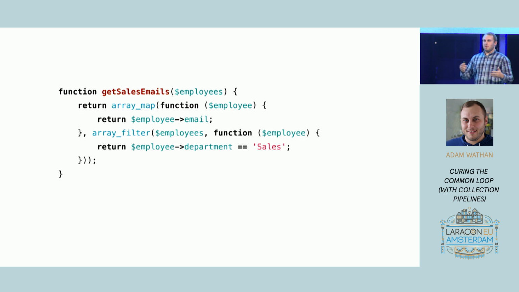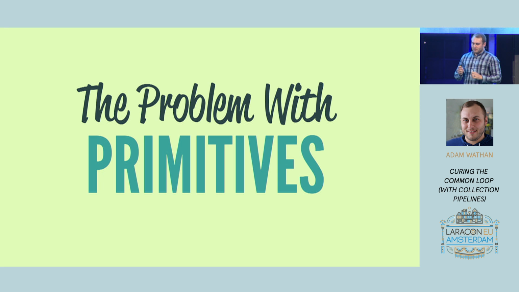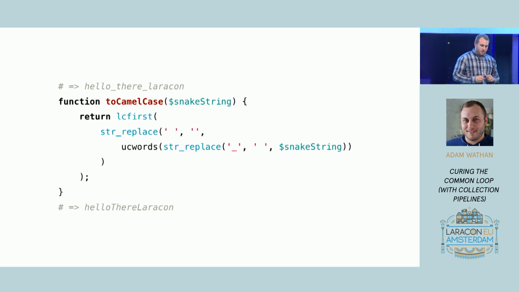And I want to talk a little bit about why that is. So this is something I call the problem with primitives. And I'm going to show you an example using strings instead of arrays. So here's a function that takes a snake case string, like hello there, Laracon, and converts that to a camel case string. And looking at this at first glance is pretty confusing, right? What's happening here? What's getting called first? What's getting called last? What's parameters to which?